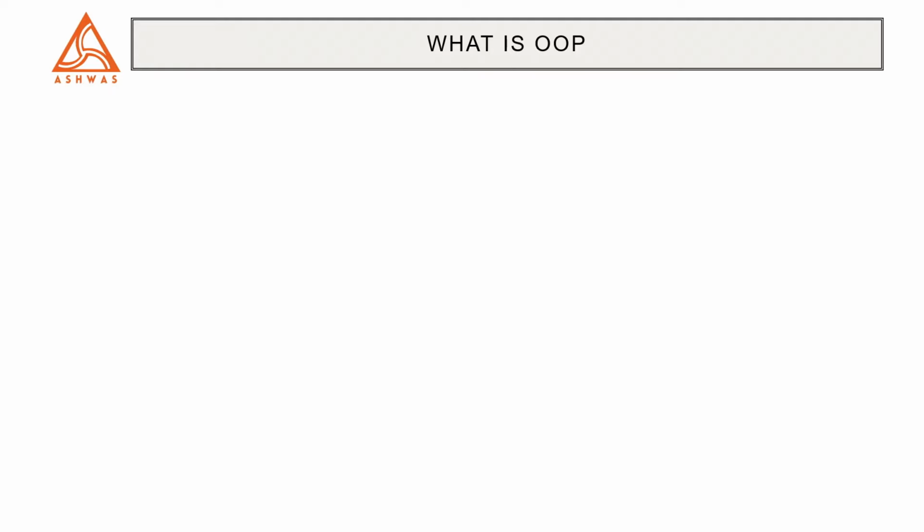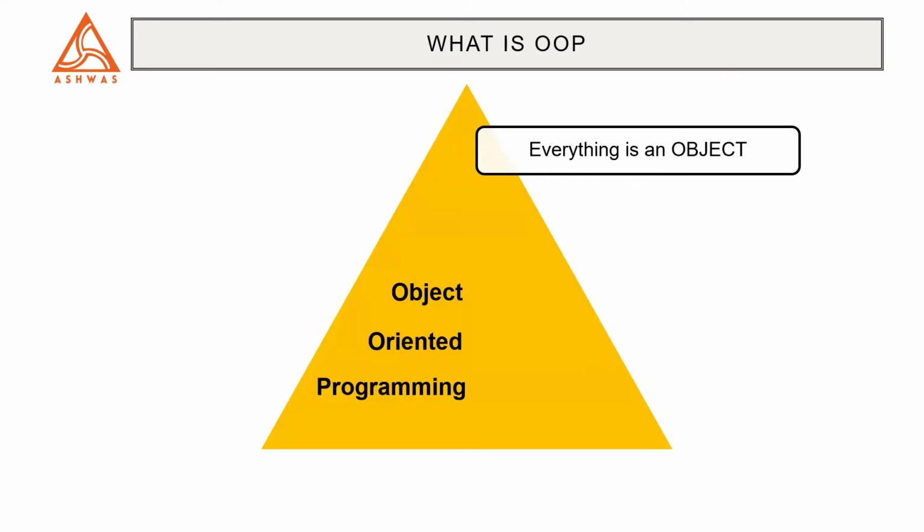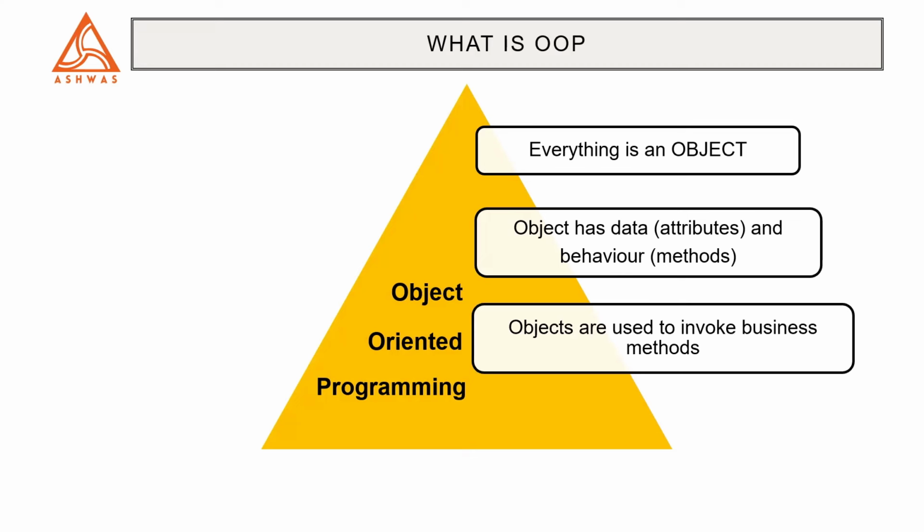So, what lies at the crux of OOP? As you know, OOP stands for Object-Oriented Programming. So any OOP language revolves around objects. Everything is an object. Objects have data. Simply put, data are the attributes, and they have behavior. Behavior means methods. In order to get anything done in an OOP language, you have to use the relevant object and call the necessary method on that object.